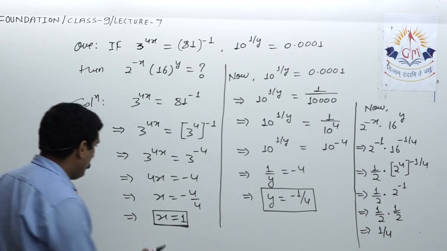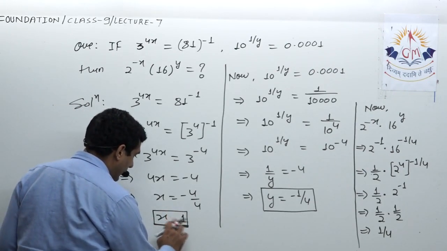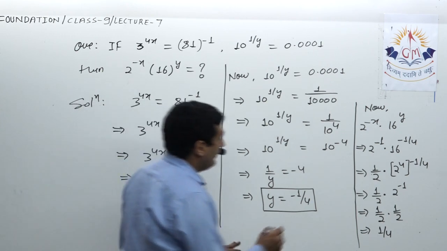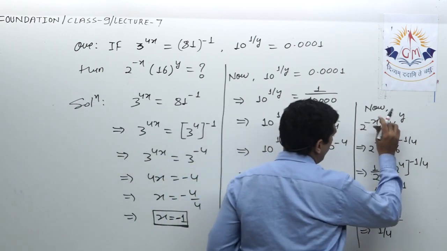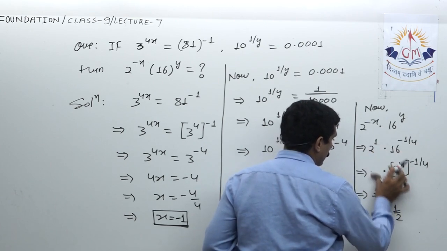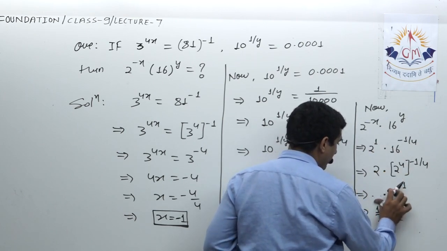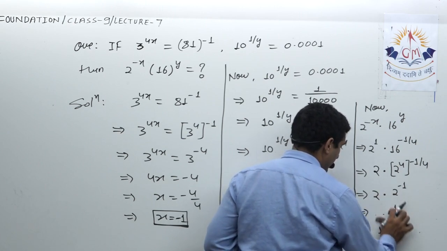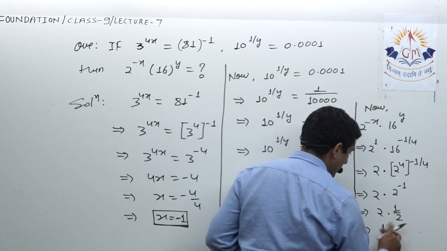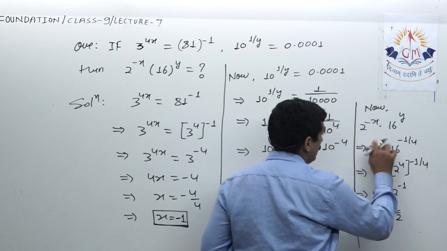Okay, there is a small mistake here. Actually x equal to minus 1. So if I put x equal to minus 1, this will become 2 raised to 1, that is 2 only. Here it will be 2, so final answer will be 1. Okay, so please make these changes.